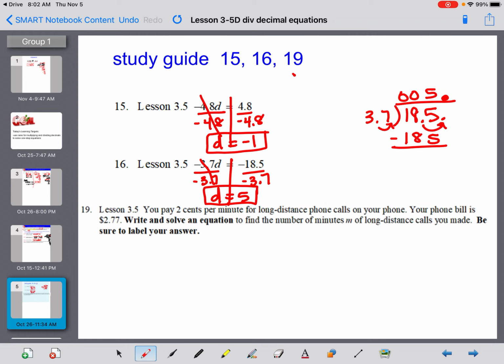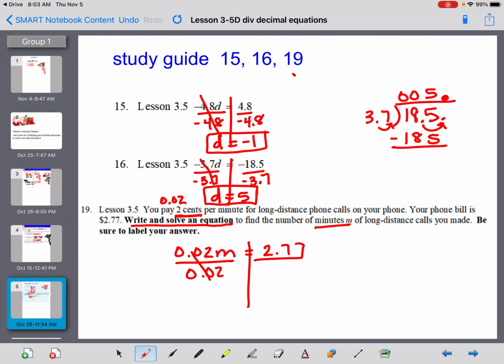Then the last one, as promised, you pay 2 cents per minute. Remember, 2 cents is written as 0.02. 2 cents per minute for long-distance phone calls on your phone. Your phone bill is $2.77. Write and solve an equation to find the number of minutes M of long-distance calls made. Be sure to label your answer. I spent 2 cents per minute, and it equaled $2.77. Then I'm ready to solve my equation by dividing both sides by 2 cents.